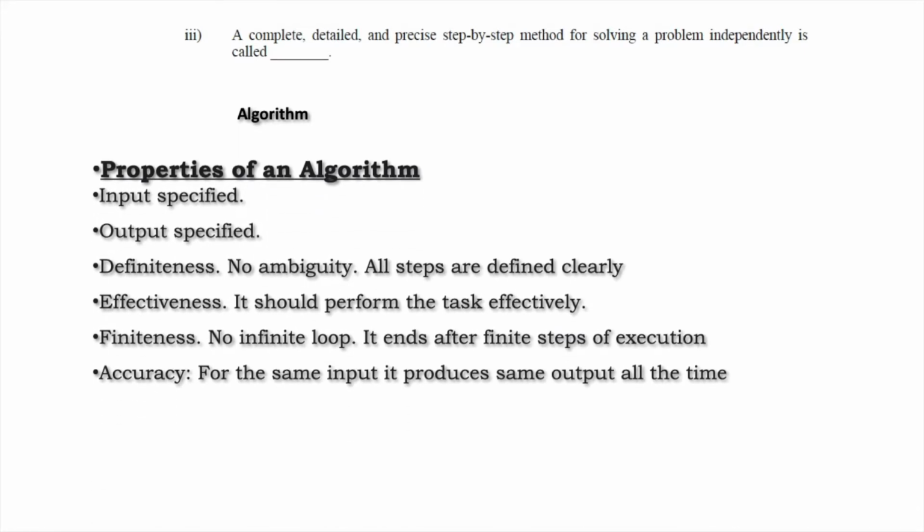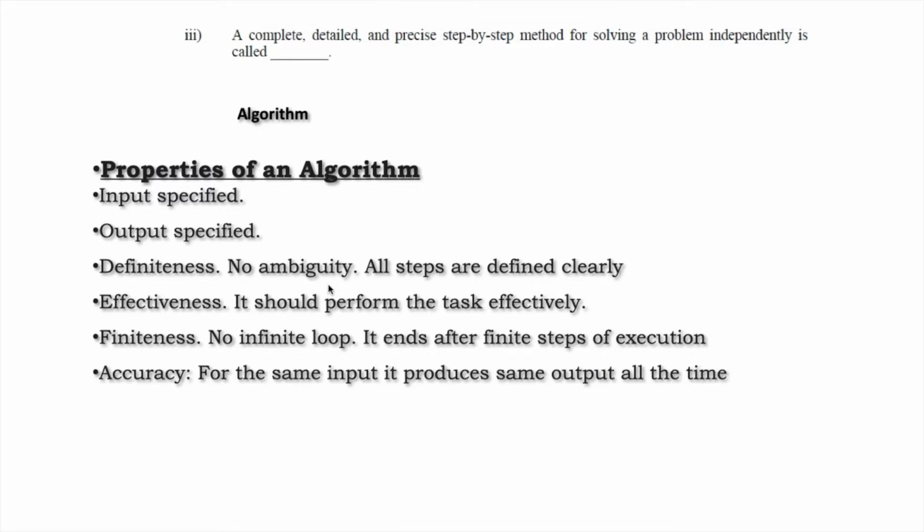Let's see what are the different properties of an algorithm. For a good algorithm, the input will be specified, a fixed set of input. It may or may not have a fixed set of output depending on the input, of course, but it will always be definite. That is, no ambiguity.